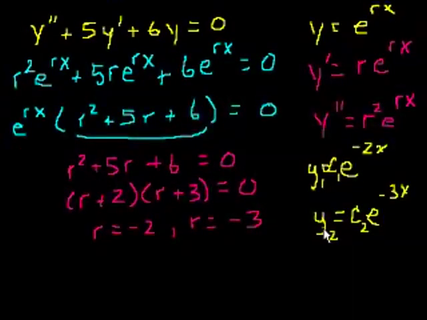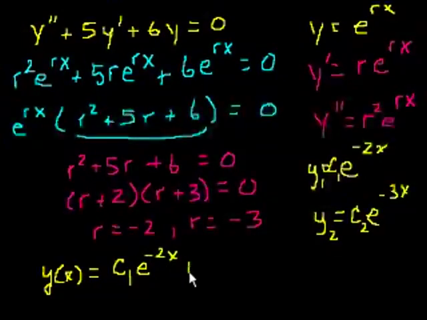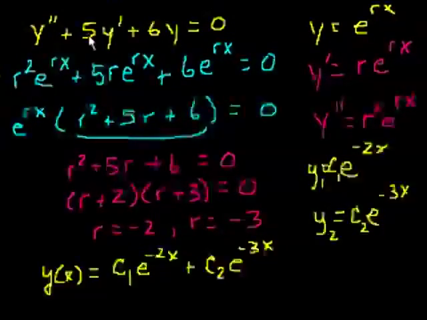And we learned that in the last video, that if something's a solution, some constant times that is also a solution. And we also learned that if we have two different solutions, if you add them together, you also get a solution. So the most general solution to this differential equation is y of x, just to hit it home that this is definitely a function of x. y of x is equal to c1 e to the -2x plus c2 e to the -3x. And this is the general solution of this differential equation.